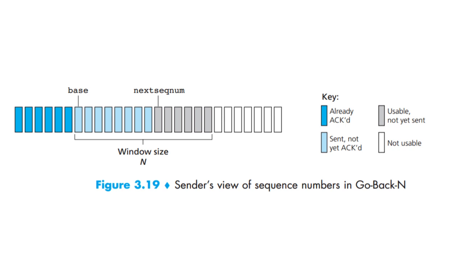As suggested by the figure, the range of permissible sequence numbers for transmitted but not yet acknowledged packets can be viewed as a window of size N over the range of sequence numbers. As the protocol operates, this window slides forward over the sequence number space. For this reason, N is often referred to as the window size and the Go-Back-N protocol itself as a sliding window protocol.